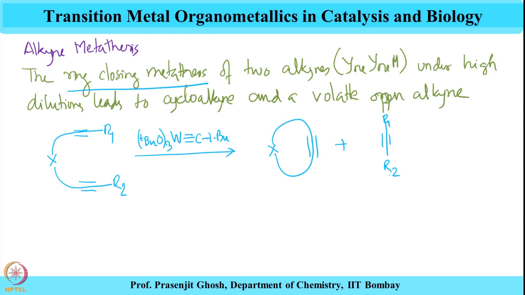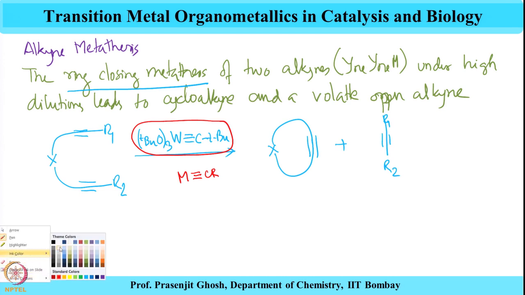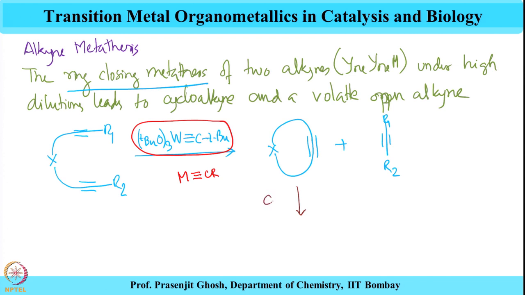And the point again to note here is that the catalyst for alkyne metathesis is a metal carbyne species, similar to the metal carbene species, which had been the catalyst for olefin metathesis reaction. Furthermore, the cycloalkynes so obtained can be readily hydrogenated using a suitable catalyst to give cycloalkane.